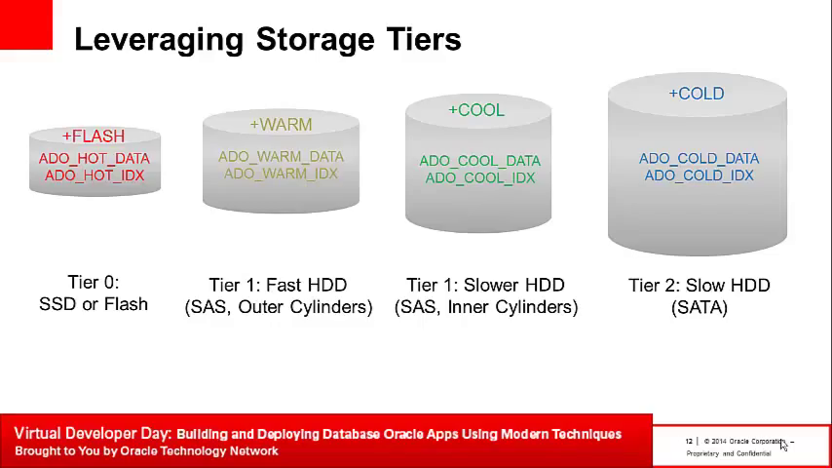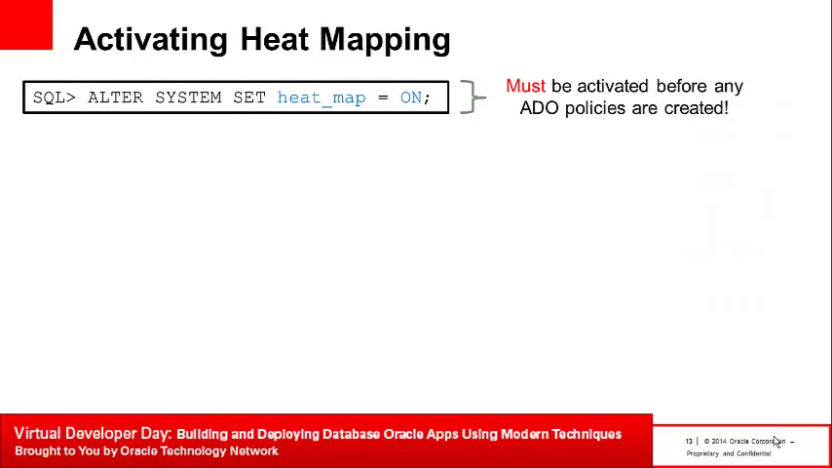Now that I've got my storage tiers built, it's time to actually turn on heat mapping. And please pay attention because it's really difficult. Are you ready? Here's the steps. Alter system set heat map equals on. That's it. This turns on heat mapping across the entire database. All objects inside the database can now take advantage of heat mapping.